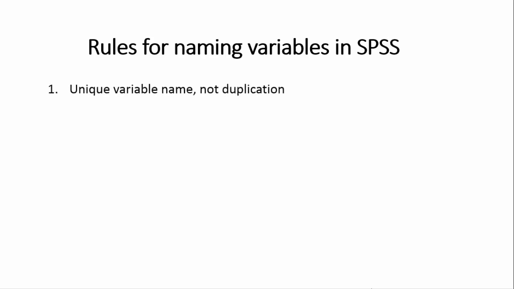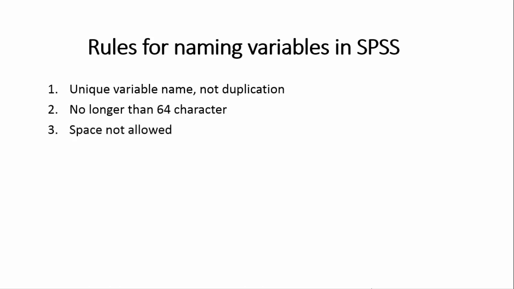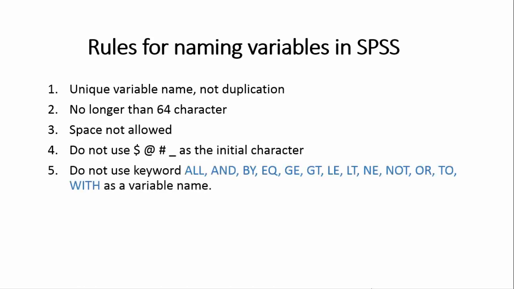Do not use the same name for 2 or more variables. Names should be less than 64 characters. Do not use a space. $, @, hashtag, and underline are not allowed as initial characters. Do not use these keywords as names. Names should not end with underline.